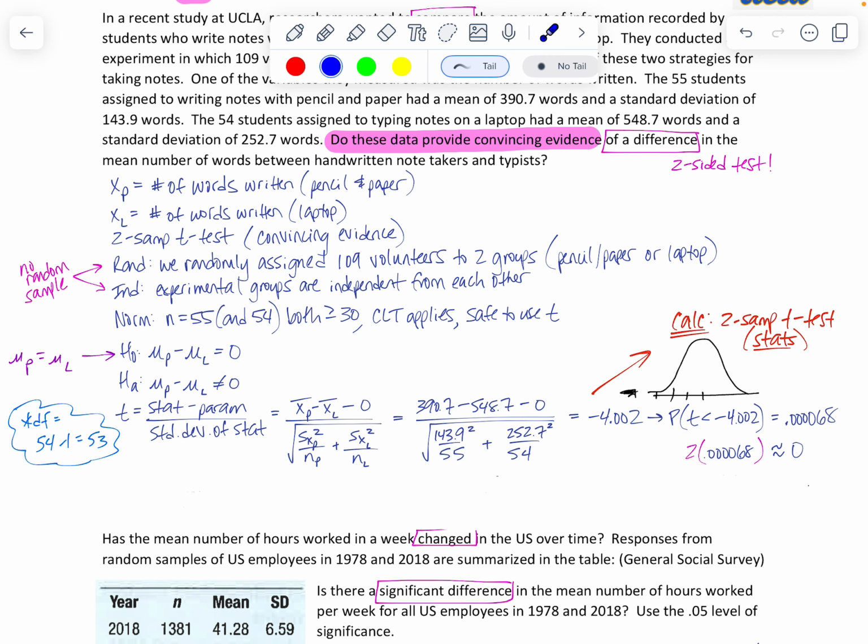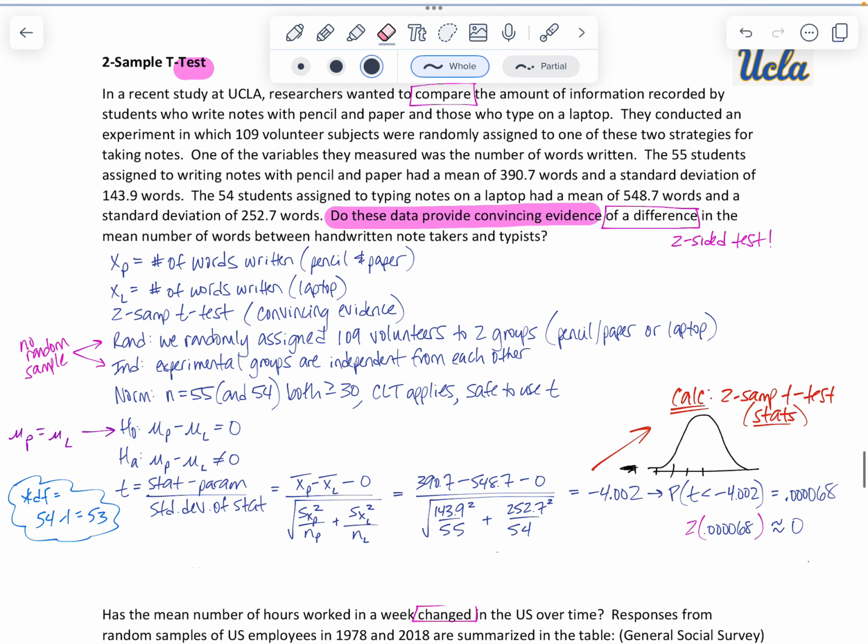Anyways, the p-value is basically 0. Is that p too low? Yes, the p is too low. That means that the H0 has got to go. Where'd my pointer go? That means that we are in favor of this. So we need to write what the HA says in words.